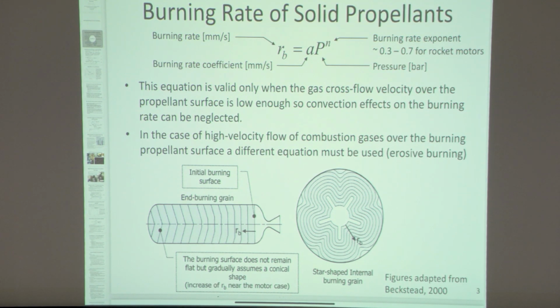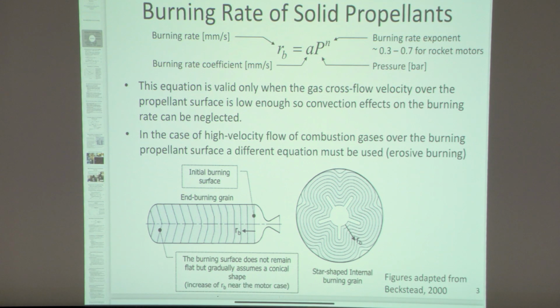So with cross-flow, I'm going to change the heat transfer back to the surface. It's no longer only conduction, I've now got convection. It's going to change the heat flux into the surface, and as a consequence the burning rate is going to change. So what I'm going to be describing right now are linear burning rates that are basically just looking at conduction as the input for the heat release and the thermal wave into the depth.